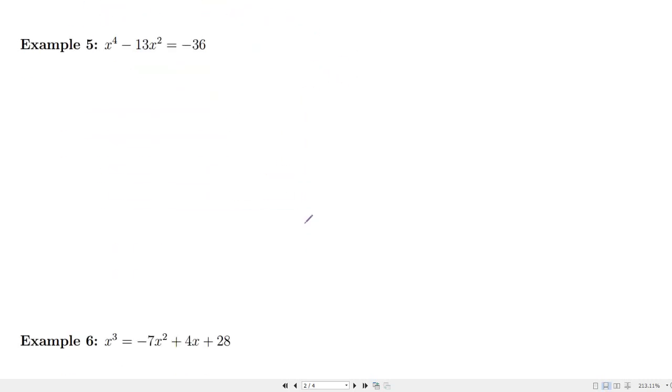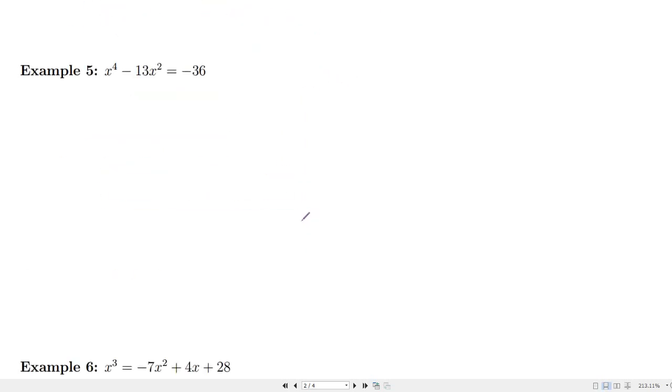Okay, now the next example. Let's bring this 36 over. So we have x to the 4th minus 13x squared, and then plus 36 equals 0. So this is a quartic, which would be, in general, pretty difficult to factor. However, the middle term is a quadratic. So a possibility would be that the first two are x squared to give us the x to the 4th.